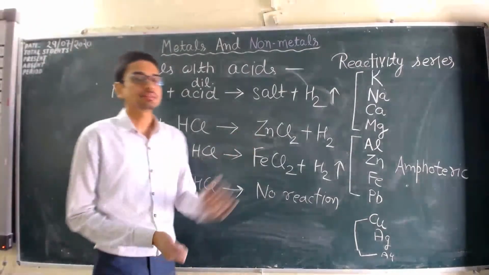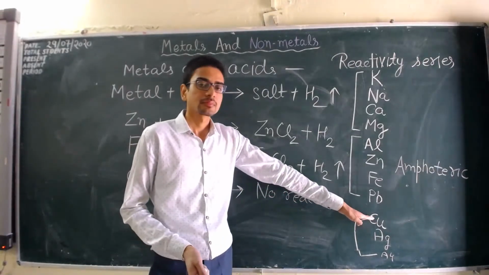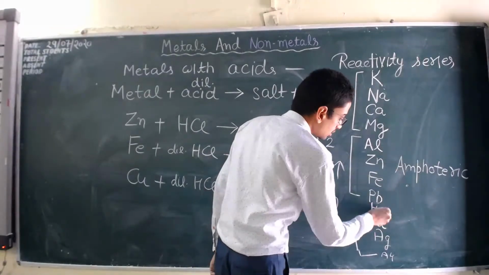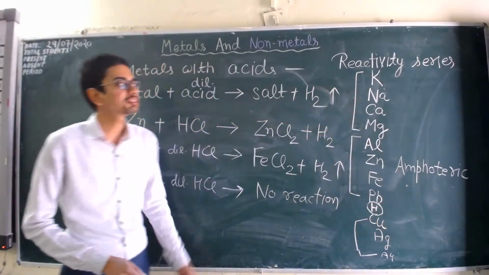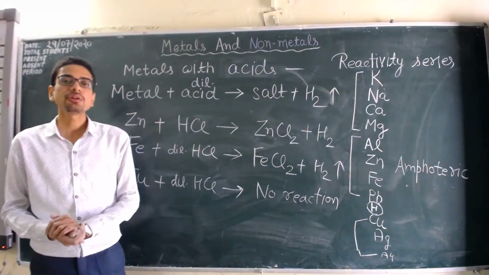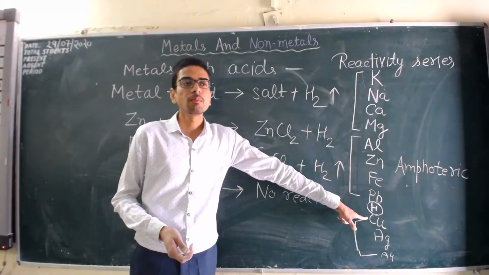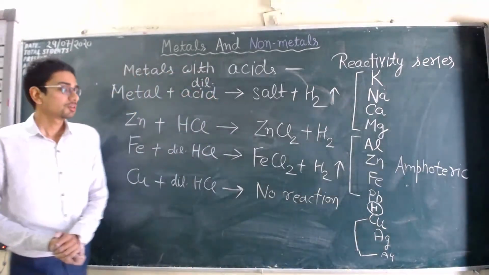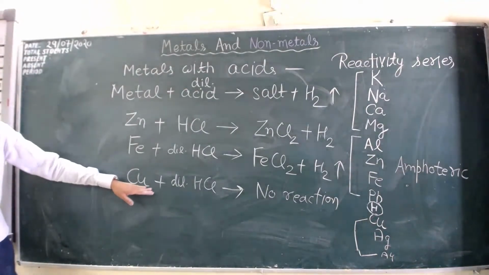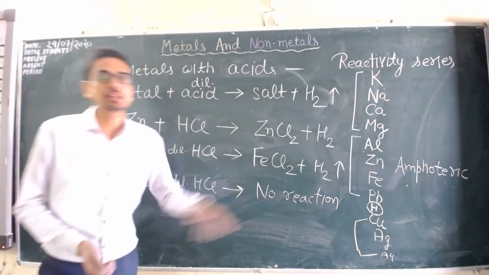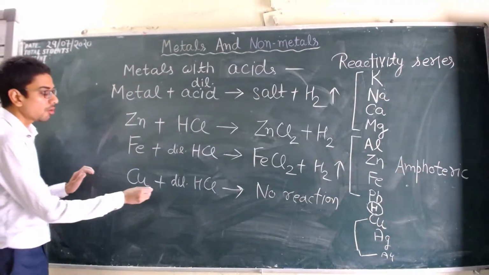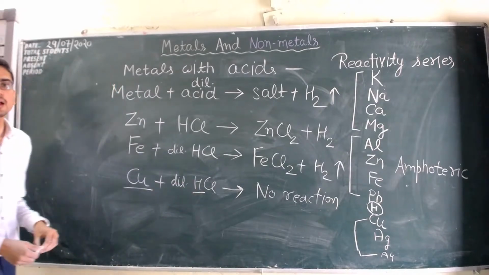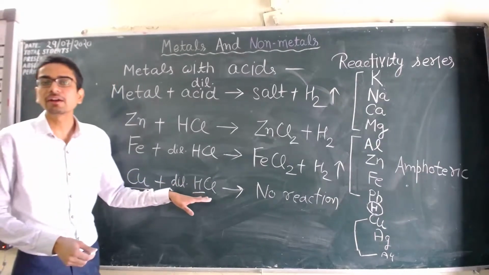See the reactivity series. Between copper and lead there is hydrogen. This hydrogen is a non-metal, that's why it does not come in the metal series. But you should know that hydrogen is more reactive than copper and copper is less reactive than hydrogen. Okay, so when you react copper with hydrochloric acid, there is no reaction because copper is less reactive than hydrogen in HCl and copper cannot displace hydrogen.